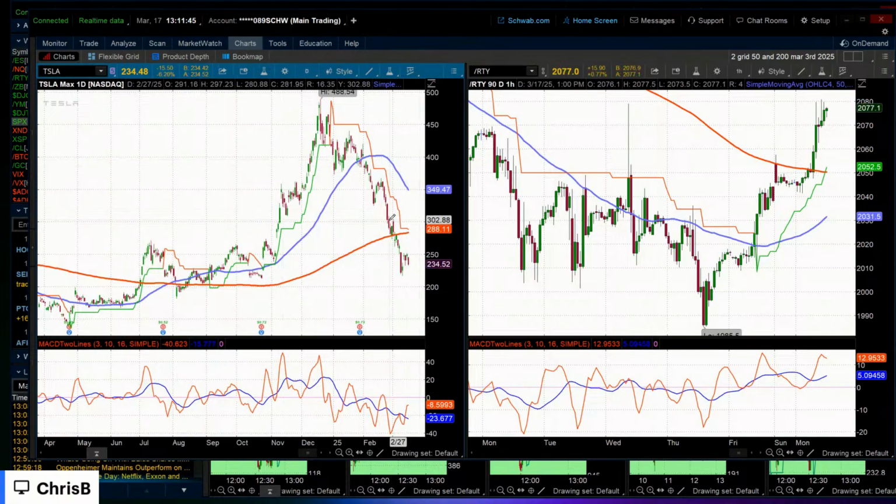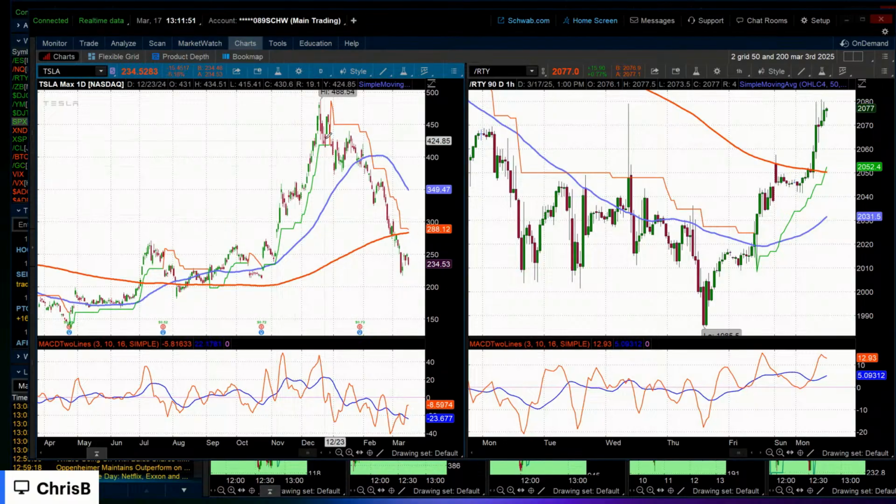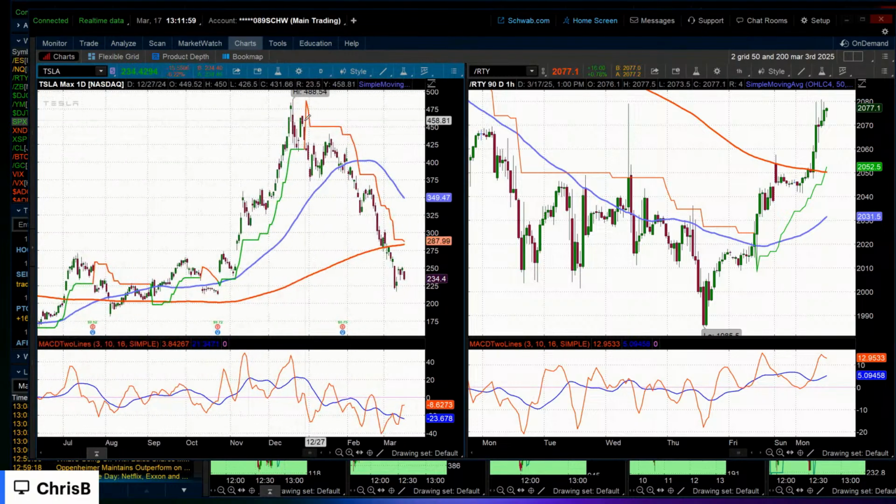This is lower than 50 prior. That's why this turned down. It didn't turn down until this was under this. So just keep that in mind. So on a daily chart, I'm going to use the MACD, the ATR trailing stop, the 200, and the 50.